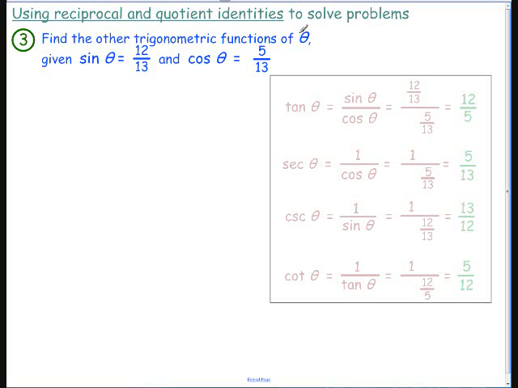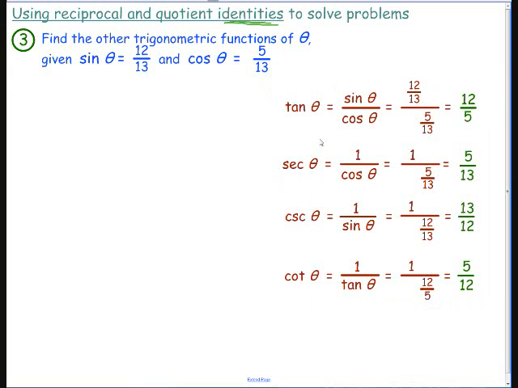Find the other trig functions of theta. Now, using identities, we're given two, sine and cosine. We would know how to figure out all of those using the ratios, but what are we trying to do here? We're going to use the identities.